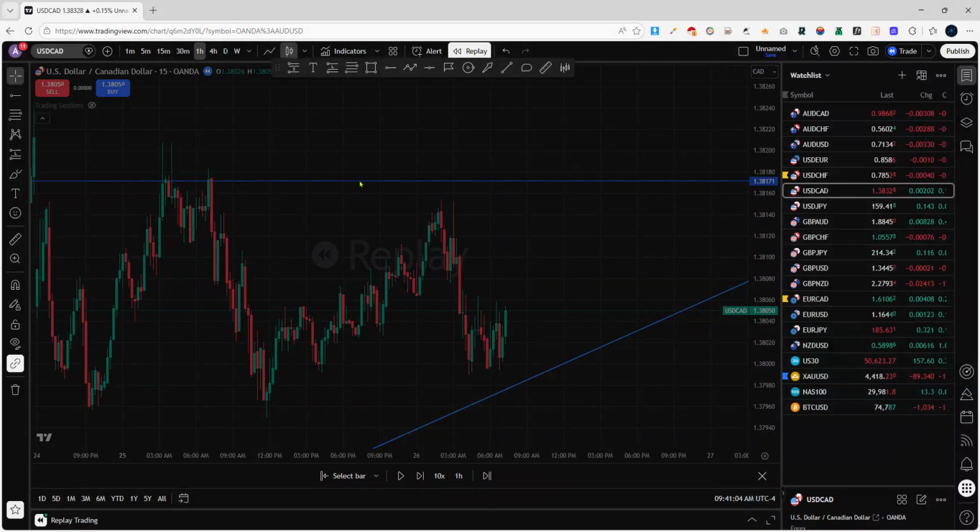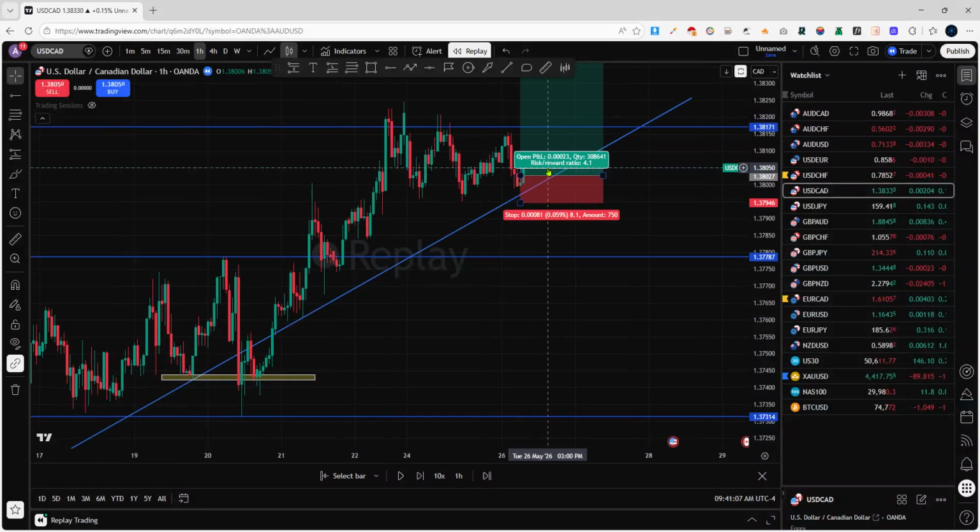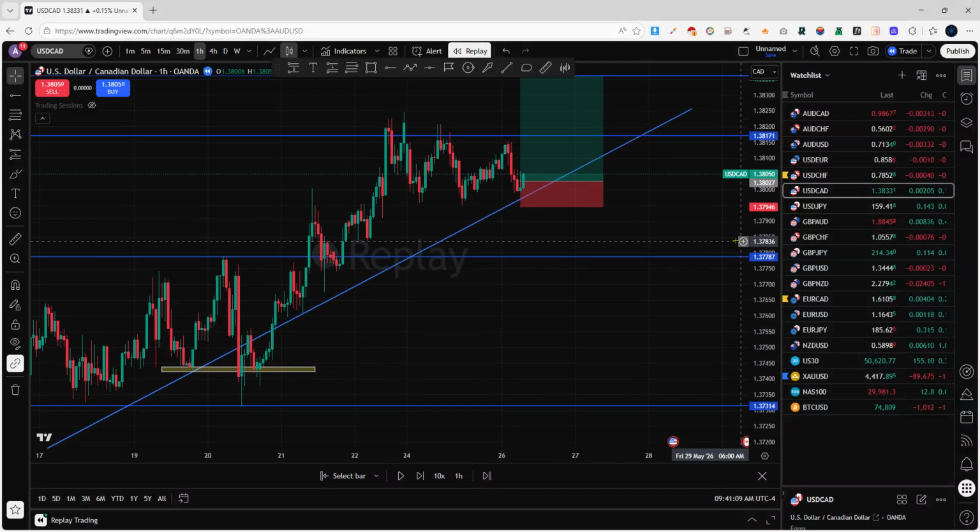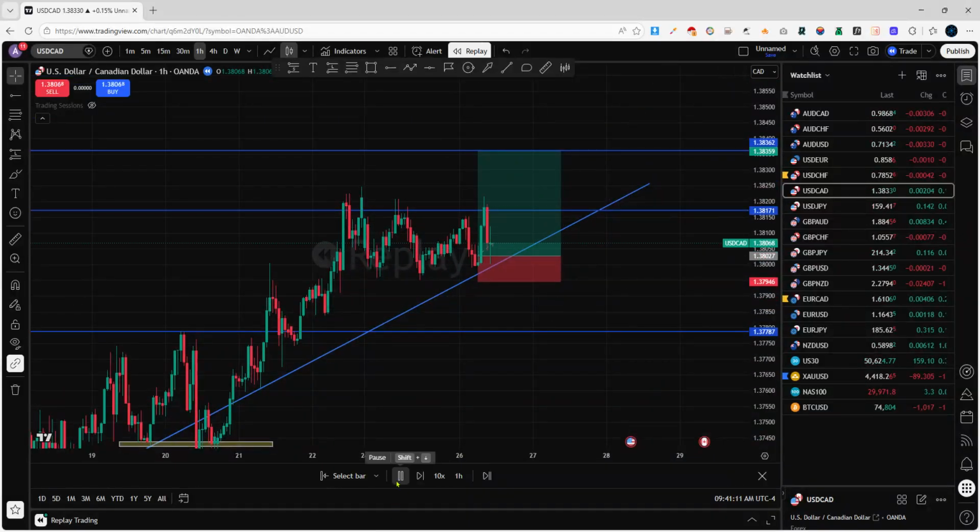Let me go to my 1 hour. As you can see, I entered for a trade right here, and price just went to full TP. Boom, hit right there. Just held on to it.